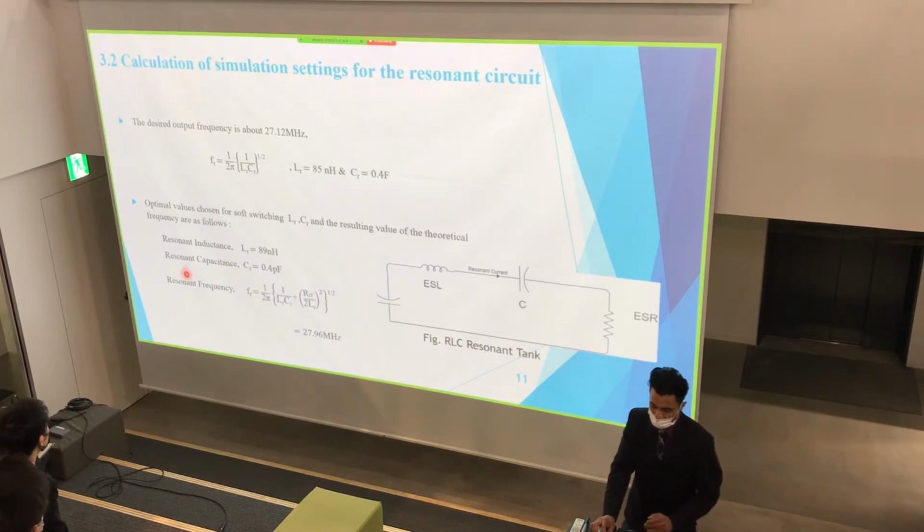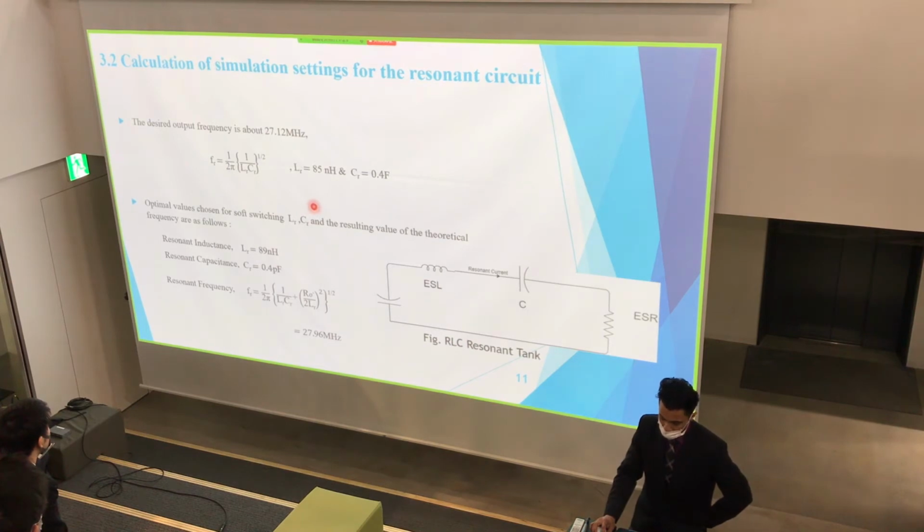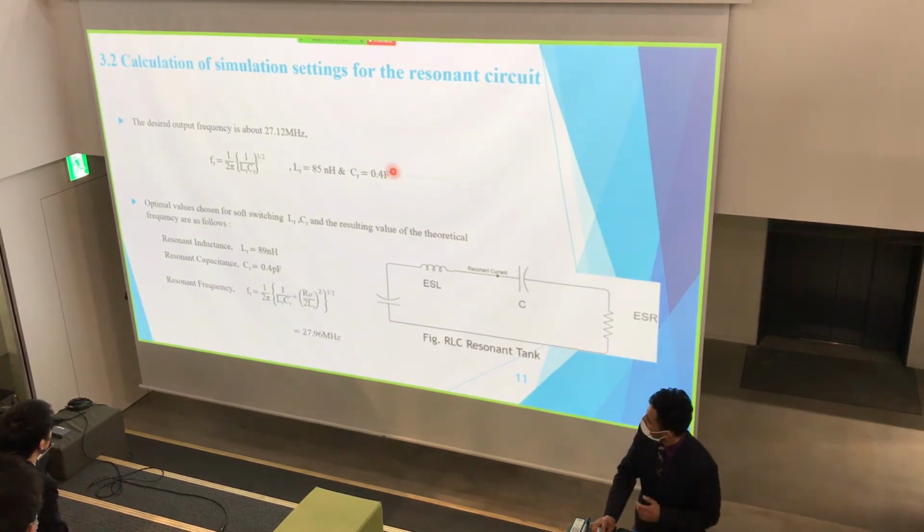To calculate the settings for the resonant tank, we have a given frequency of 27.12 megahertz. From this formula, we can calculate 85 and 0.4. For an inductor value of 85 nanohenry, we got a capacitor value of 0.4. Oh, I'm sorry, I made a mistake. It's 0.4 picofarad.